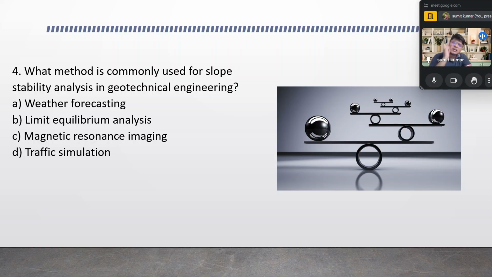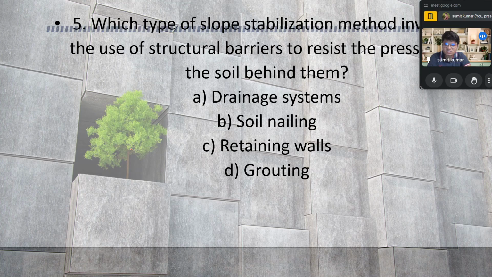Now the next problem asks: what method is commonly used for slope stability analysis in geotechnical engineering? As I remember, weather forecasting is not a method used for slope stability. Limit equilibrium is the option, correct? Magnetic resonance imaging is also not a correct answer. Traffic simulation can never be a correct answer. So this is a very easy question which anyone can answer, that option B is the correct answer, right? Over here we see that the solution also came.